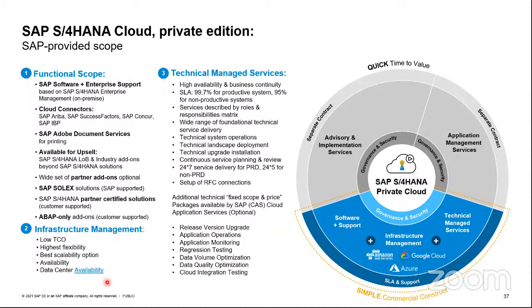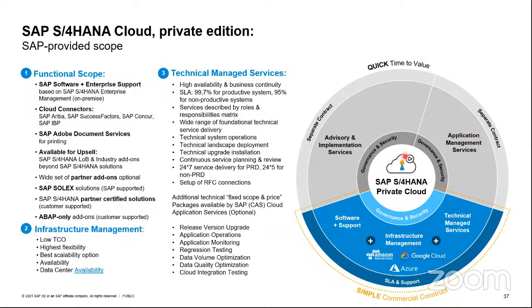Infrastructure management comes in, scalability, etc. So you get technical managed services, availability, business continuity, SLA based. And there are additional packages, which means that you can also opt for things where release version upgrades are part of the package, application operations, monitoring, etc. So the governance, security, SLA support, all of this comes in within the RISE package.